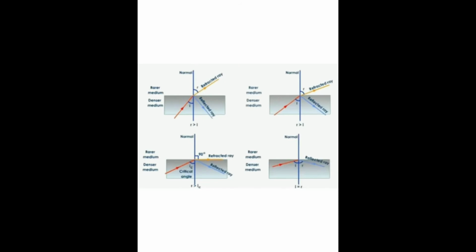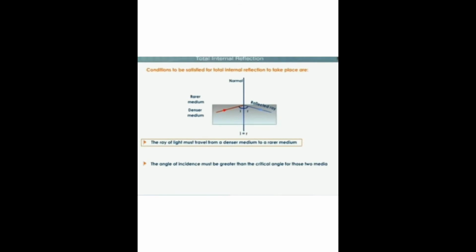Next step, further we increase the angle of incidence. What happened? The light bounces back to the same medium. According to the law of reflection, we have studied two laws. So it obeys one of the laws, that is angle of incidence is equal to angle of reflection. Okay, so this is the basic principle of total internal reflection. And now there are two conditions in which total internal reflection occurs. The two conditions are: the ray of light must travel from the denser medium to rarer medium.